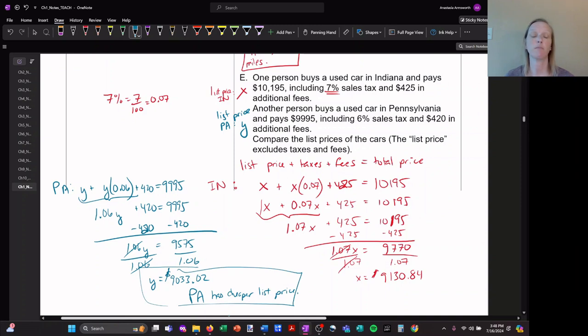So we have compared those list prices. If you wanted to say how much cheaper it is, it's $97.82 cheaper. So that shows you how you can use this multi-step solving equations process in a real world example. I hope this helped.